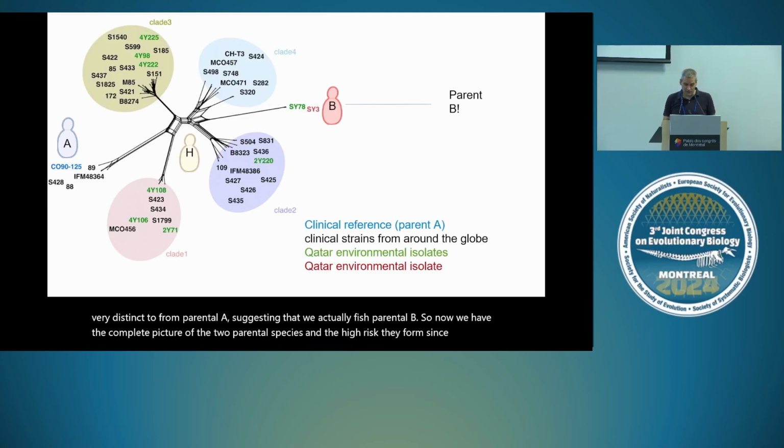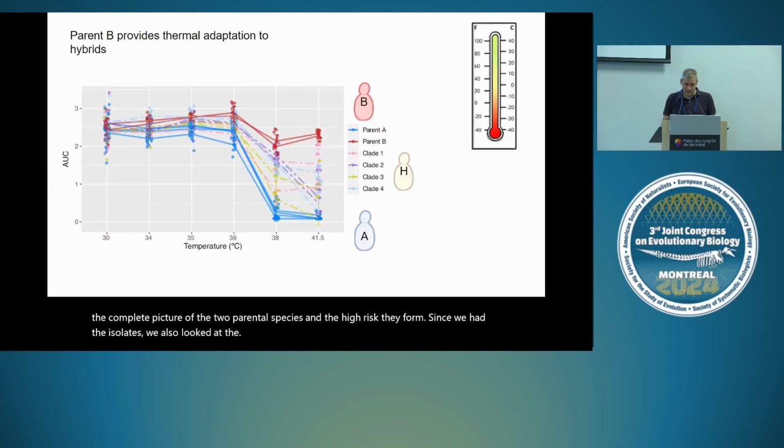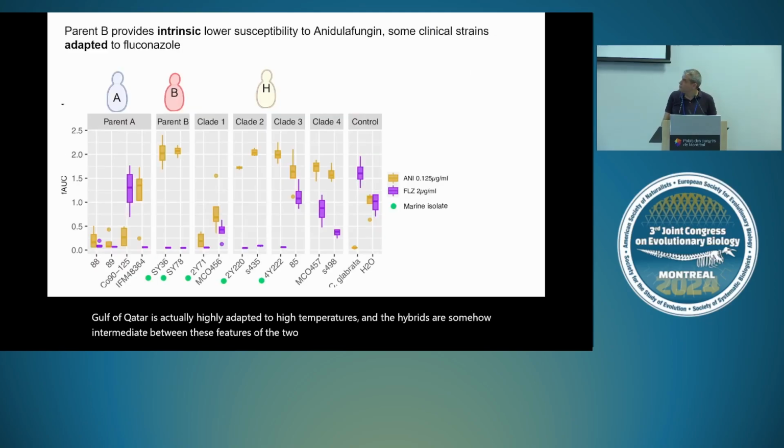Since we had the isolates, we also looked at the phenotypes, and we could see that this new parental B that lives in the Gulf of Qatar is highly adapted to high temperatures, and the hybrids are somehow intermediate between these features of the 2 parents. We also found that this parent B was intrinsically resistant to one of the drugs used in the clinics, the echinocandins. So that's also a property that may favor their survival in the clinics.